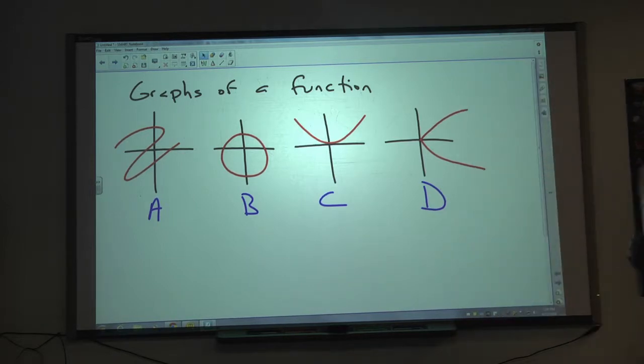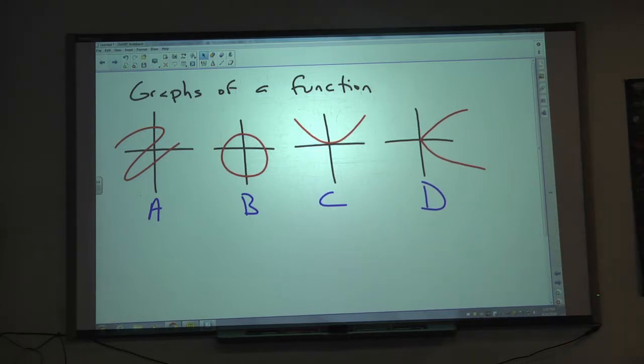So is A a function? Is B a function? Is C a function? Is D a function? If you said yes more than one time, we got it wrong, right?